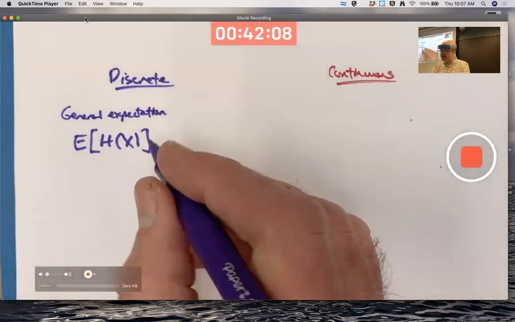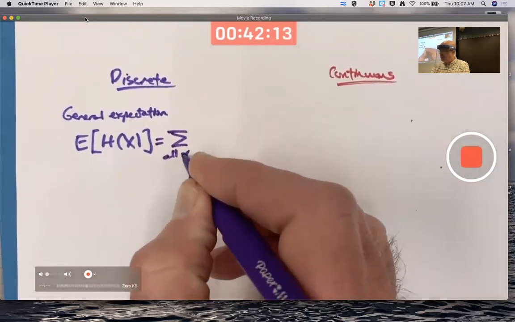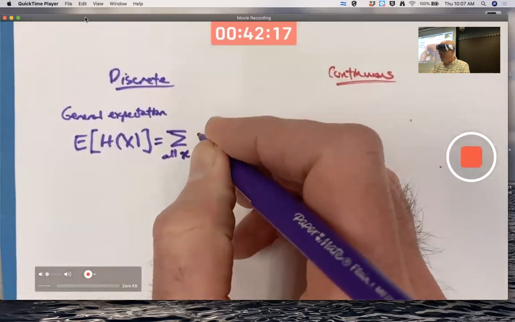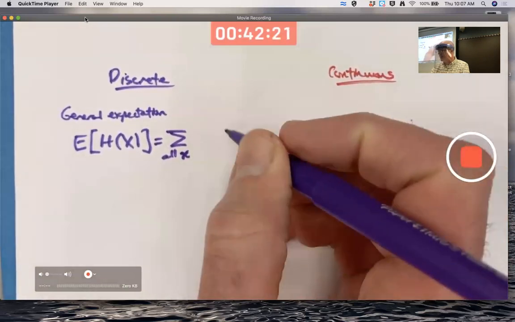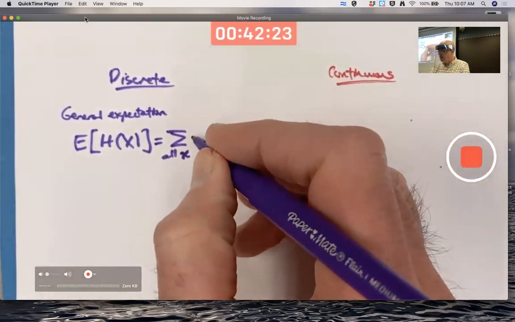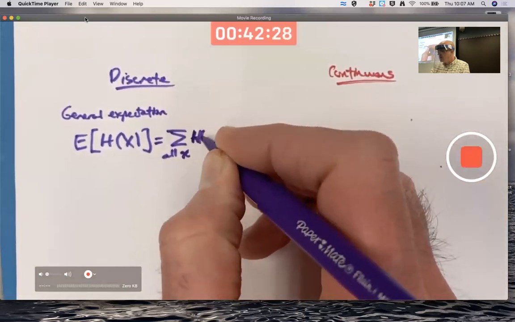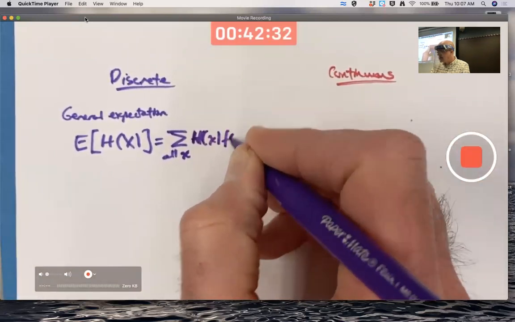In the discrete case, that's the summation over all x where the PMF is positive, though we could say all x, including where the PMF is 0 as well, and that'll be fine, of capital H of little x times little f of x.